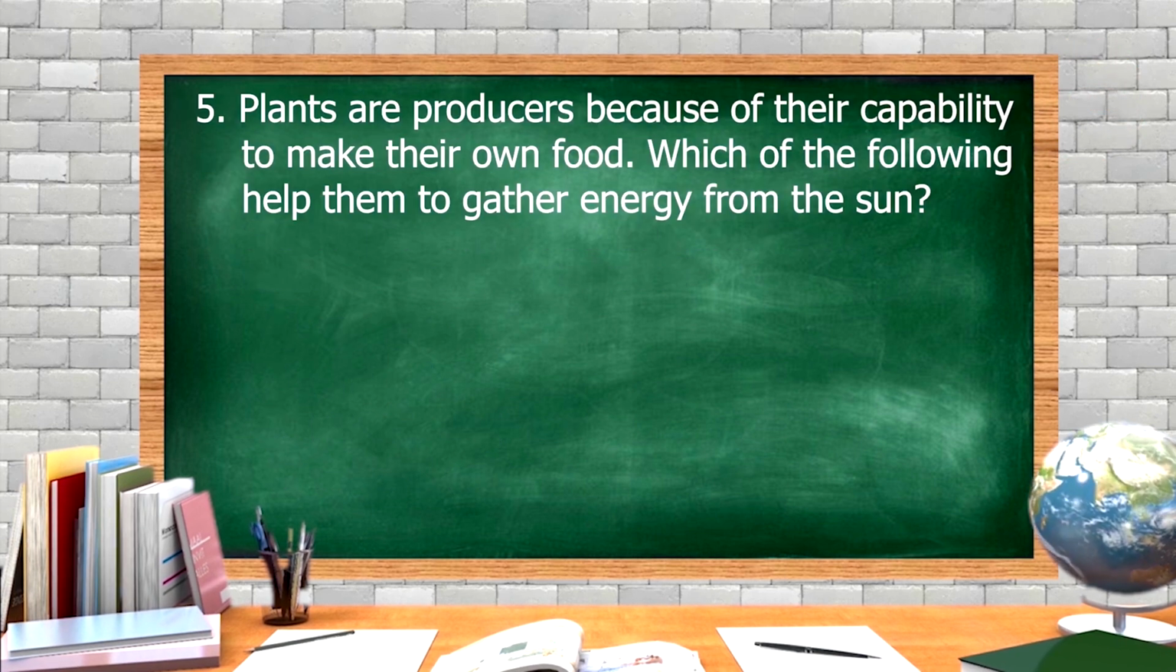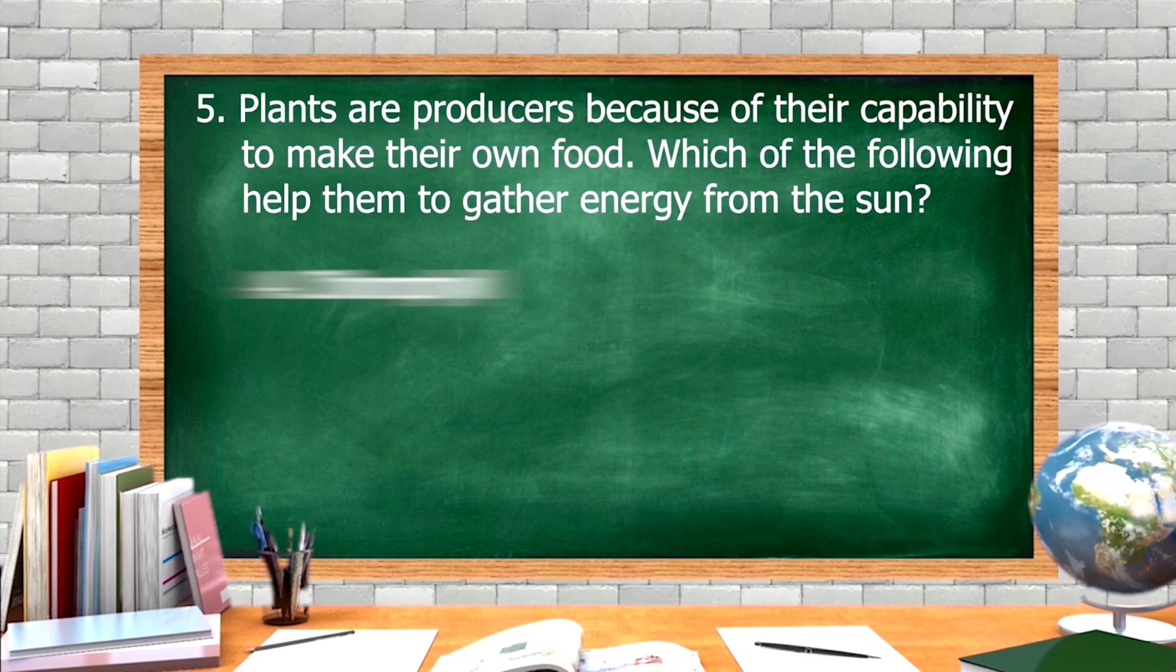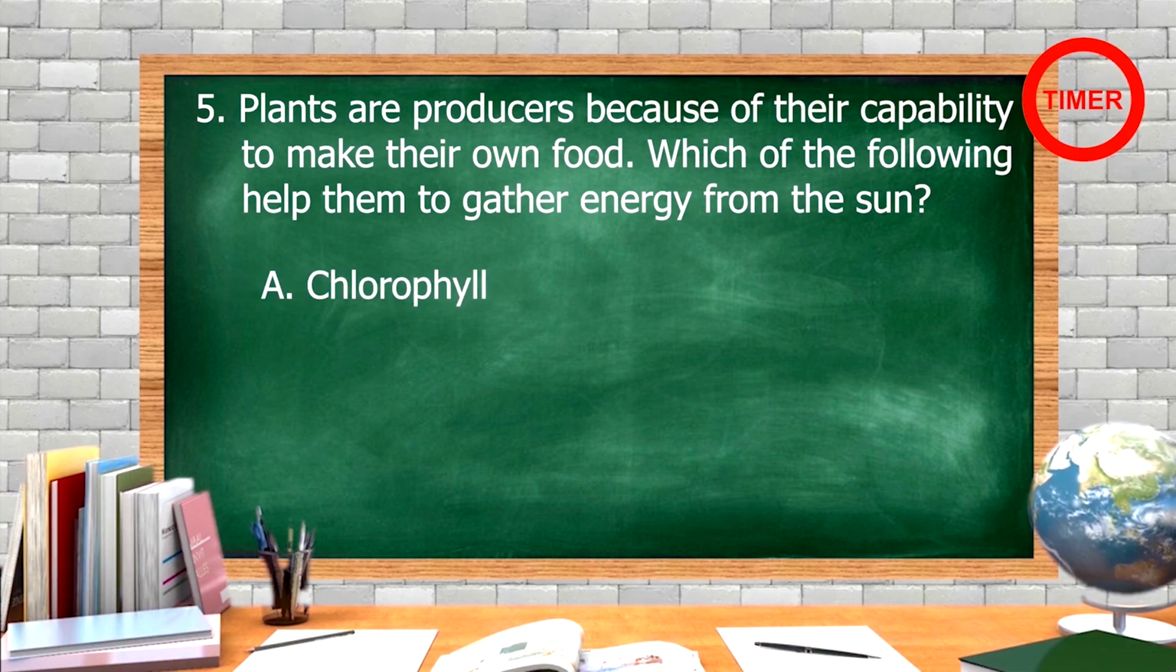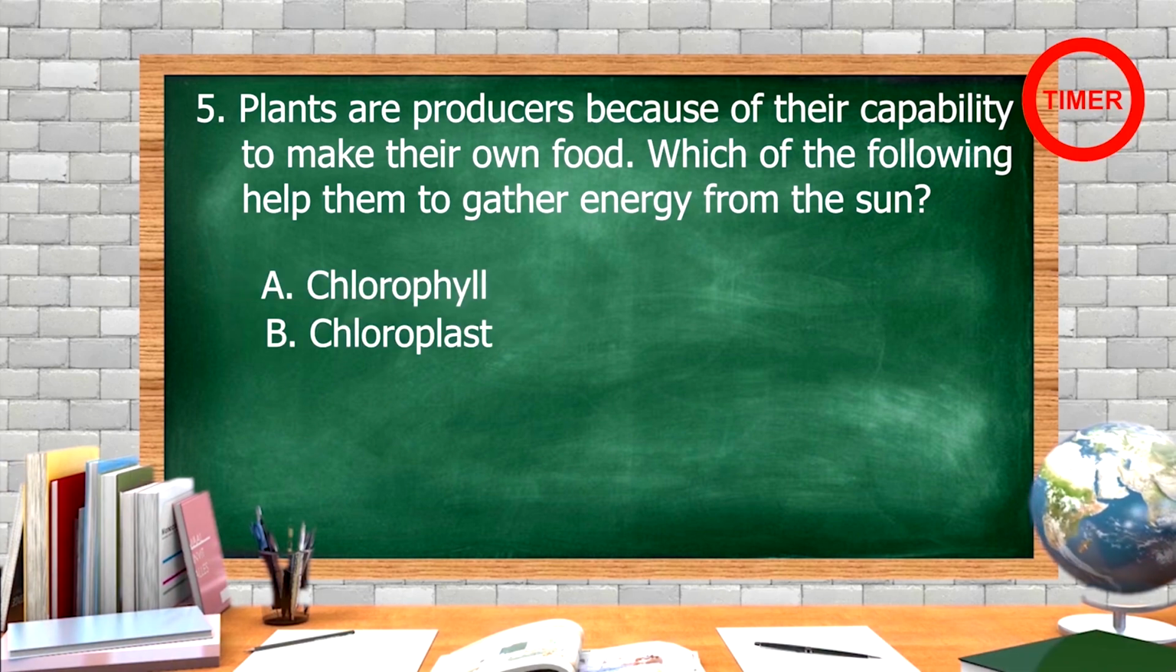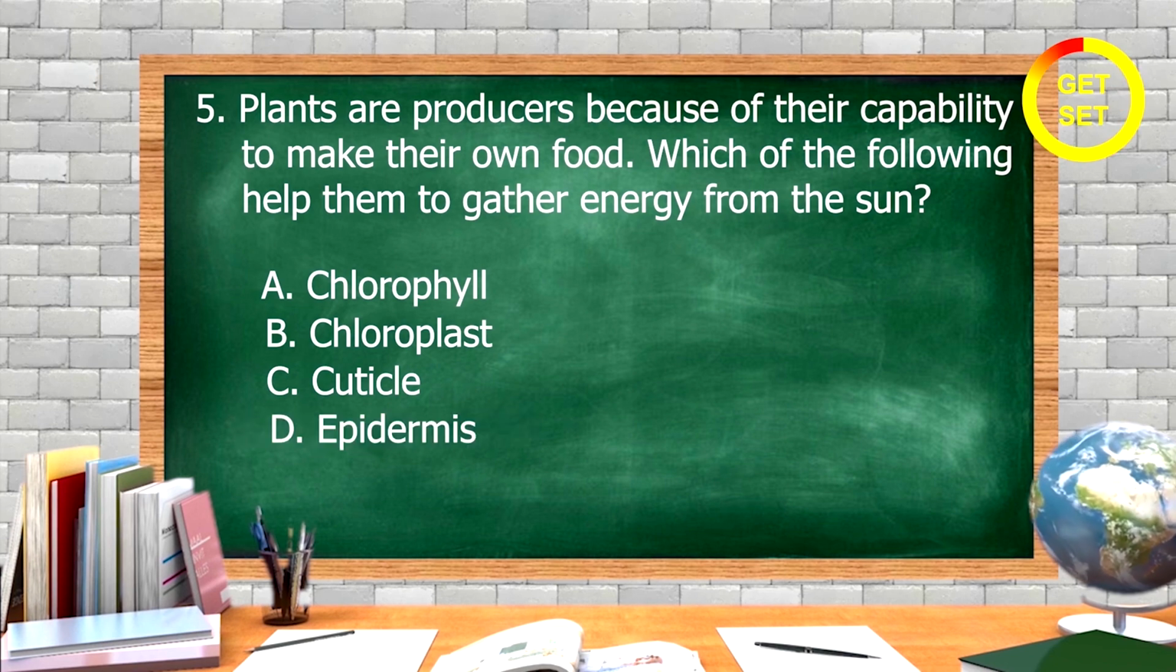Question 5. Plants are producers because of their capability to make their own food. Which of the following help them to gather energy from the sun? A. Chlorophyll, B. Chloroplast, C. Cuticle, D. Epidermis.